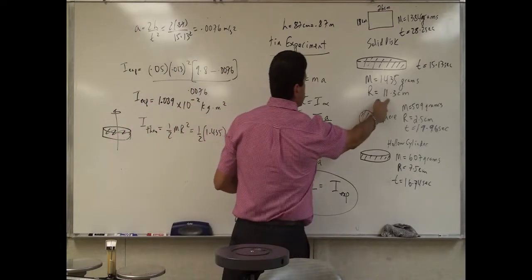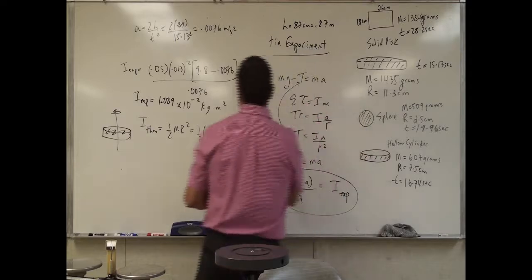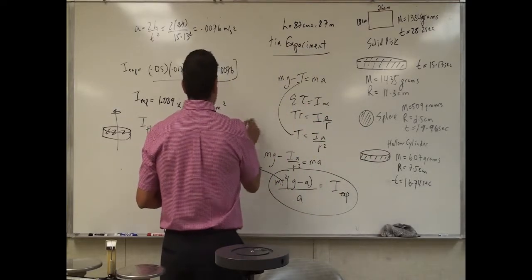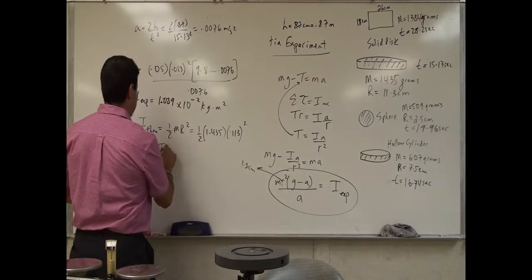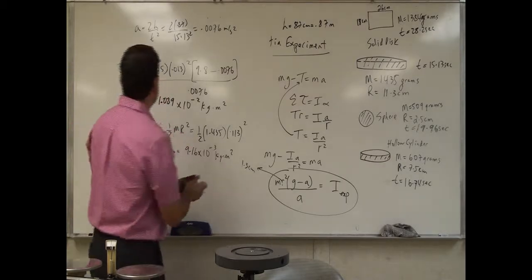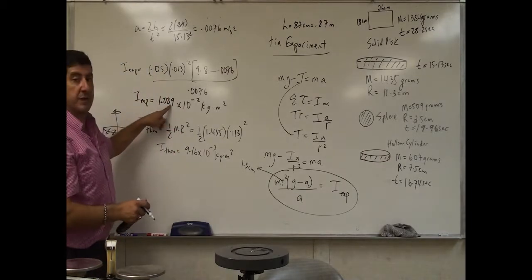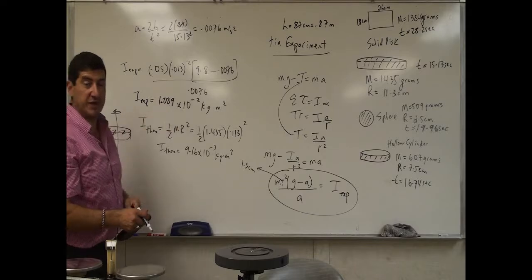And then the radius of the disk, change that to meters, so it's going to be 0.113, and then square that. So I theoretical is going to be, this one is 10.89. The experimental moment of inertia is 10.89 times 10 to the minus 3.